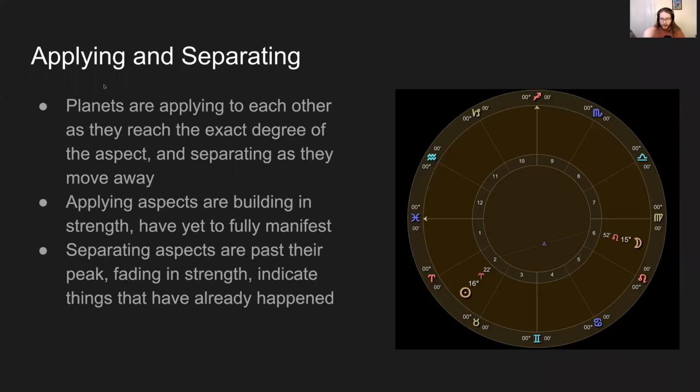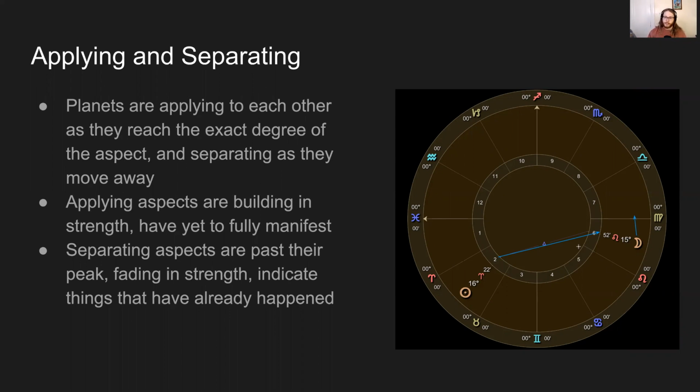So now we have applying and separating aspects. This is really important in both traditional and modern astrology, I think. Basically, we're asking, will the aspect be perfected by degree or not in the future, right? So in this case, the sun is here at 16 degrees of Aries. The moon is at 15 degrees 52 minutes of Leo. If we go forward in time, the moon will continue moving this way and catch up to the sun. This is what we call an applying aspect.